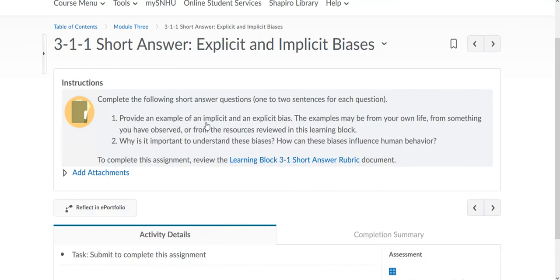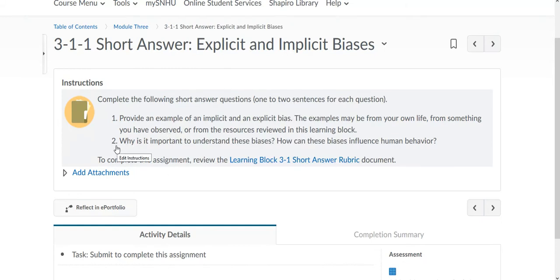So if you have an example of implicit bias, say an example of implicit bias is, and give the example. The purpose of this is so that I can see that you understand the difference. So it's important that you do label them, and please do remember to discuss implicit and explicit and not just one or the other. And again, 1 or 2 sentences. This doesn't need to be very long.